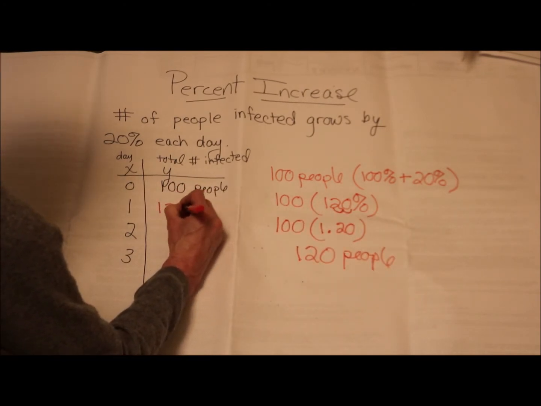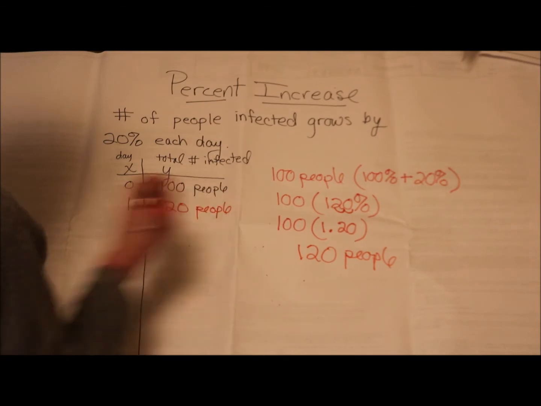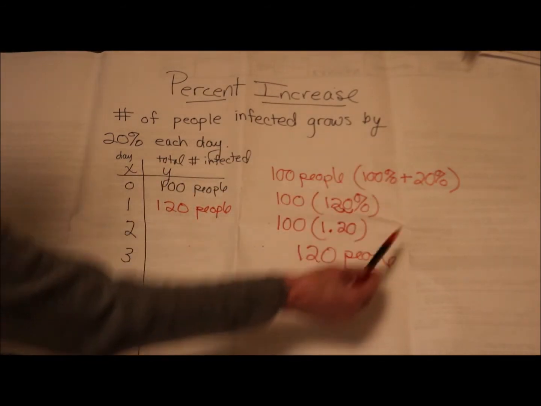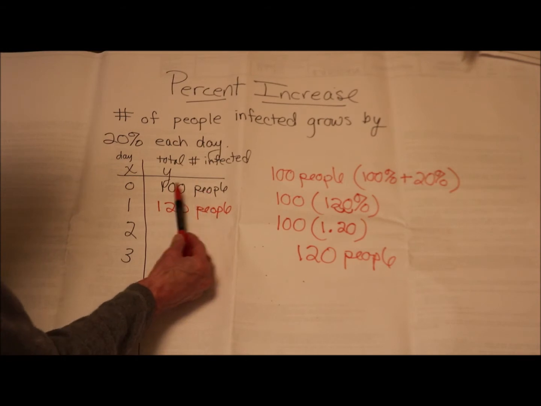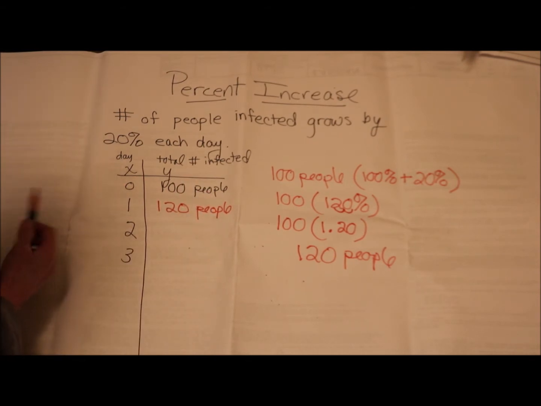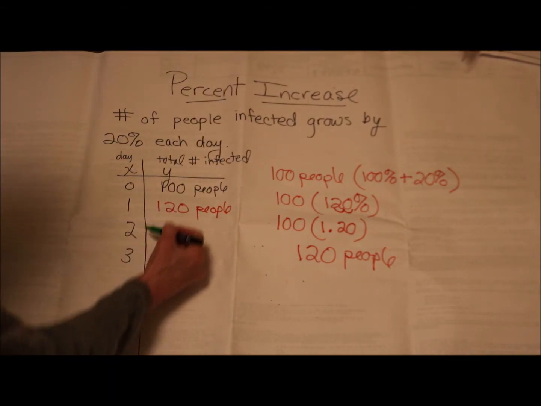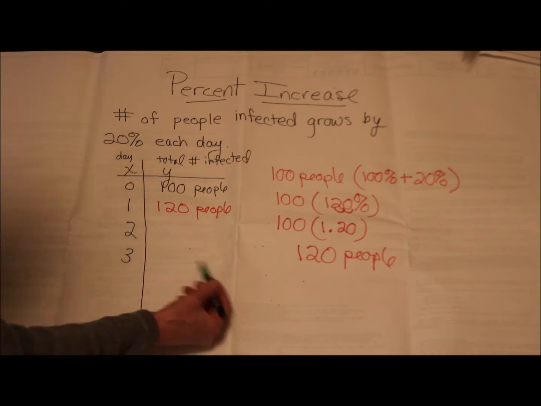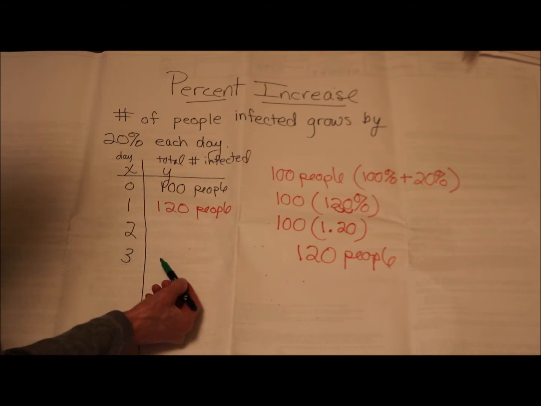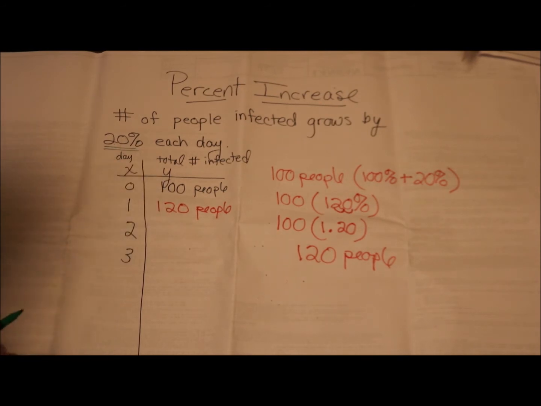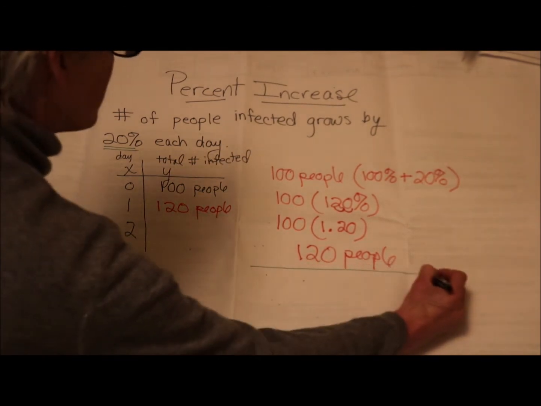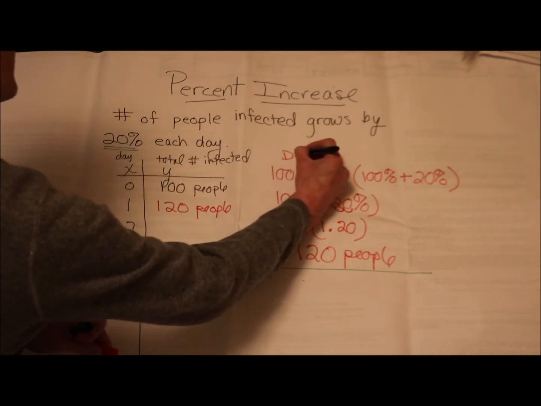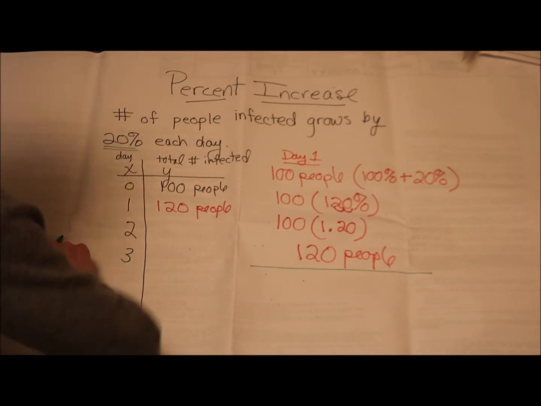Okay, so after one day, I now have 120 people, which makes sense. We probably didn't have to do all that math because 20% means 20 out of 100. So if I started with 100 people, we know we're going to add 20 to that. But here's the question: am I going to now add 20 people and have 140 people here and then 160 people? And I hope you're saying no. We're not adding 20 people each day. We're adding 20%. So for this next day, this was day 1, here's day 2.